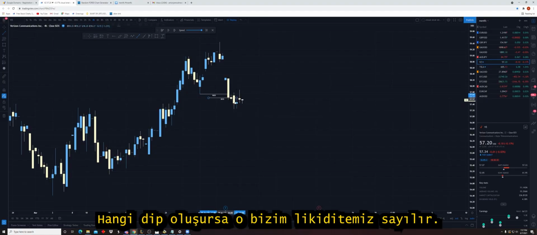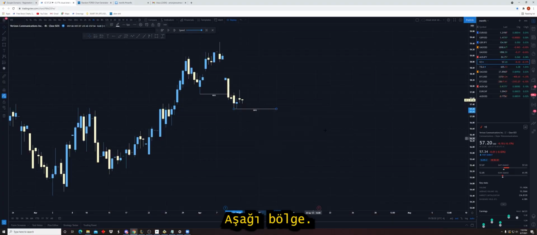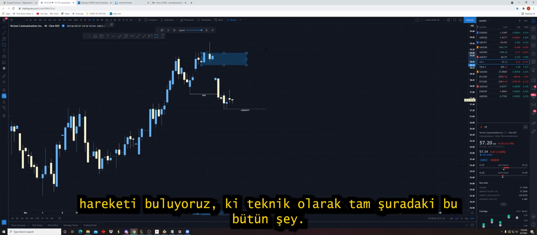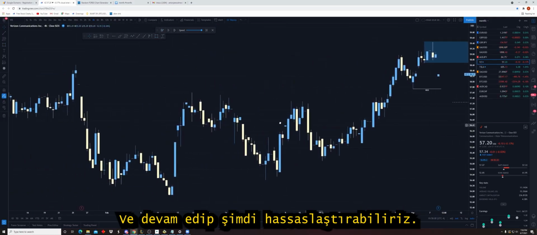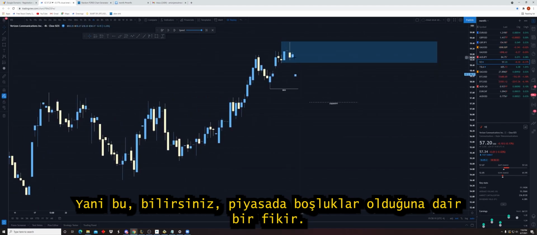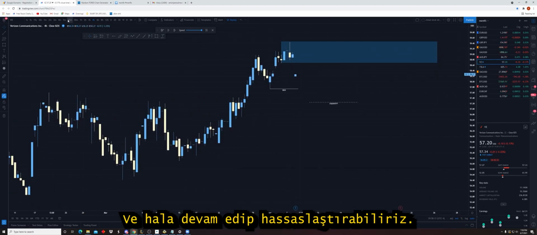If we break a structure down, whatever low is made counts as our liquidity down area. We find the last up move before the down move, which is technically this whole thing right here, and we can go ahead and now refine it, right? So here's a breakdown. This is an idea of where there's gaps in the market, and we can still go ahead and refine.